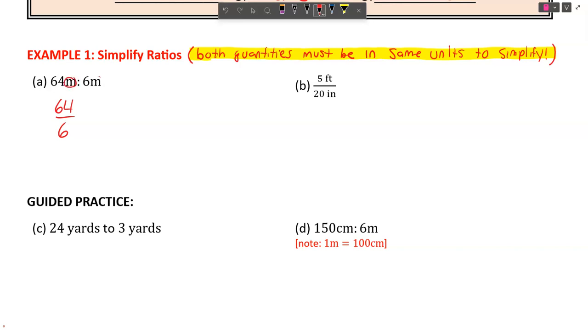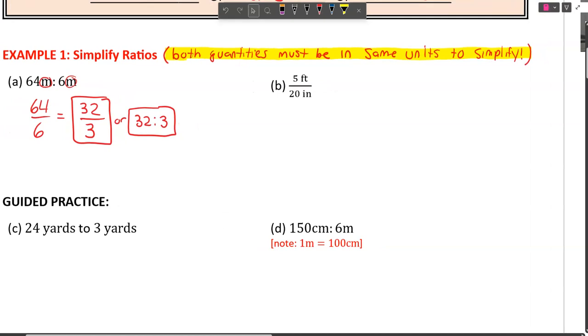Because both of these are measured in meters, they are the same unit, therefore I can simplify it. I believe, if I'm not mistaken, they both go into 2. So I can simplify 64 over 6 to 32 over 3. And so there it is. That is my ratio. Again, if you want to write it in colon format like this, that is obviously okay as well.